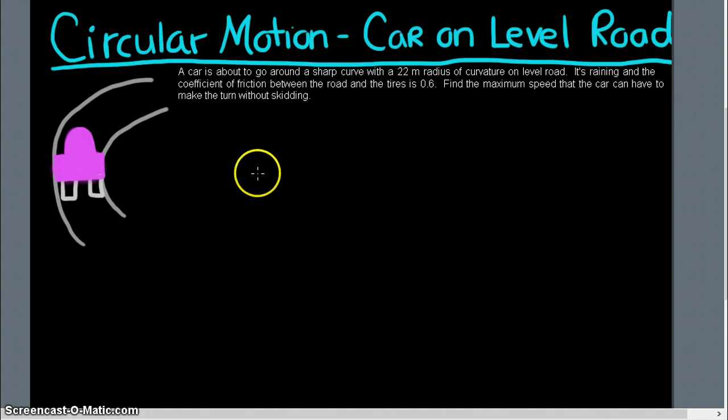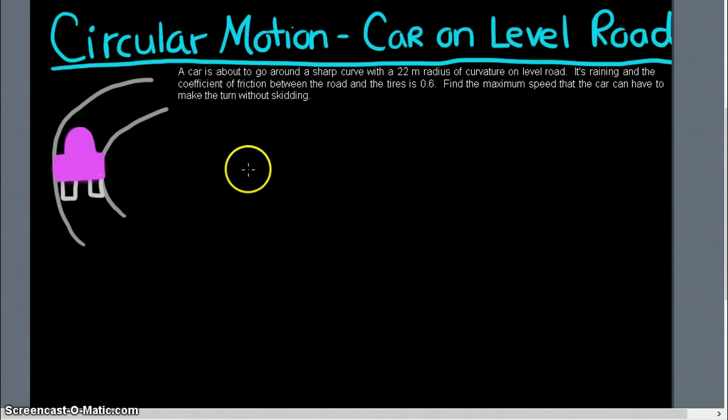The example we want to look at: a car is about to go around a sharp curve with a 22-meter radius of curvature on level road. It's raining and the coefficient of friction between the road and the tires is 0.6. Find the maximum speed that the car can have to make the turn without skidding.